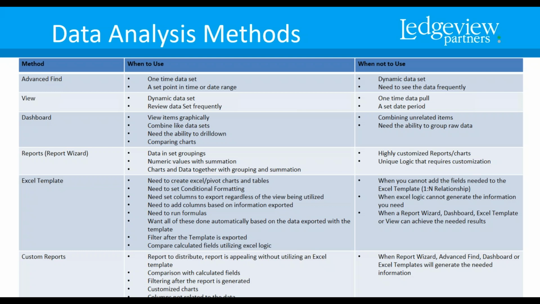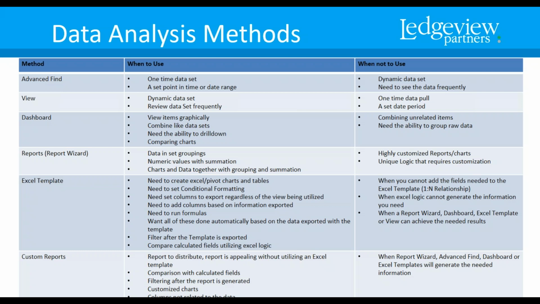You have the ability to filter after the template is exported. You compare calculated fields utilizing Excel logic. You're not going to use this if you can't get the field on the Excel template. Okay, one-to-many relationships. An Excel logic really is not going to be used to get the information you need. And when a report wizard, dashboard, Excel template, or view, any of those is not getting this information, obviously you're not going to use any of these. You're going to use a custom report then.